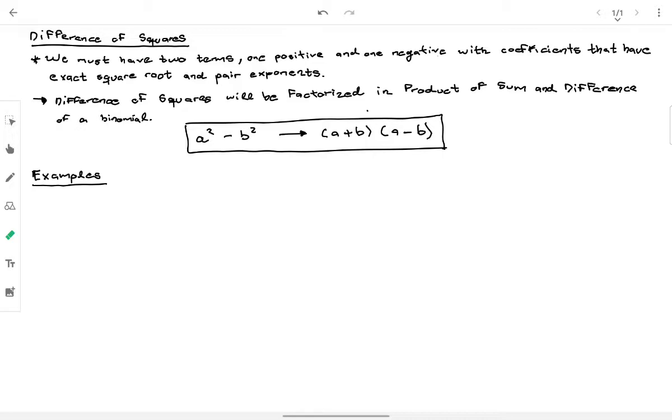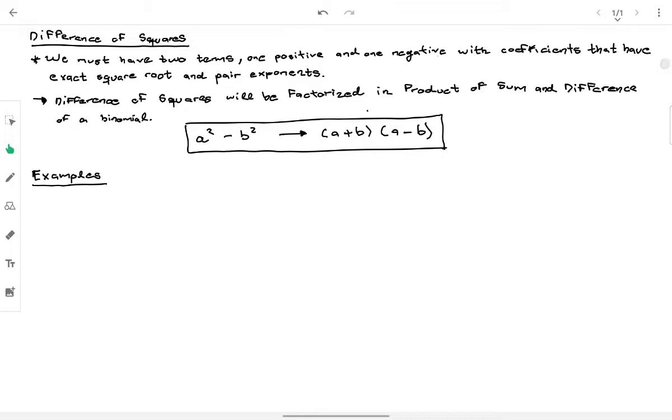So in this case, the difference of squares will be factorized in a product of the sum and difference of a binomial. If we remember special products, when we get a difference of squares, in this case a squared minus b squared, the a squared, that is the positive one, in the product of the sum and difference will be positive on both parentheses. The one that is negative, in this case minus b squared, is going to be positive on the first parenthesis, negative on the second parenthesis, and that's why when we multiply these two parentheses we get a squared minus b squared. So remember, factoring is the opposite of multiplication.